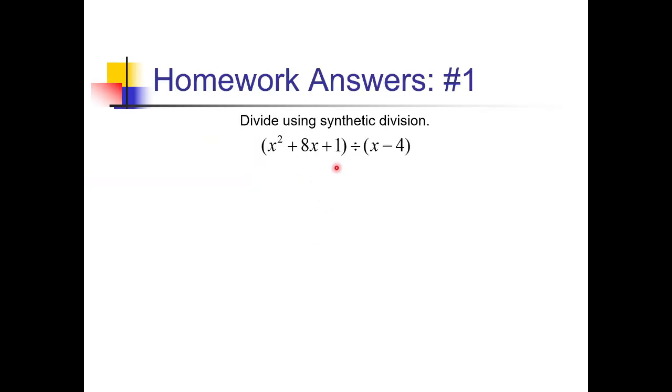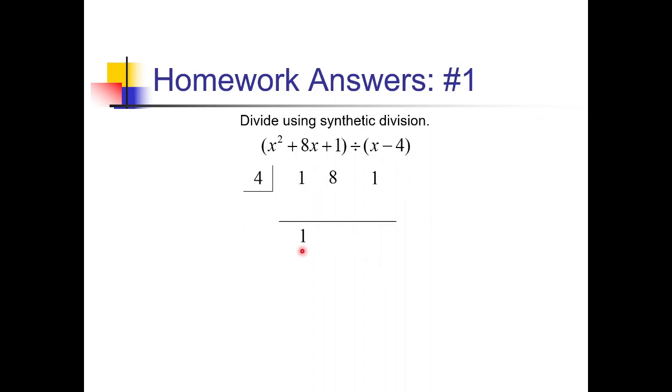To divide this using synthetic division, we're going to start by writing down the coefficients of our dividend. So we've got an invisible 1 for the x squared, 8, and then 1. And then we'll write our k value off on the side here, so that's going to be 4, because 4 minus 4 is 0, so whatever zeroes out that divisor. So let's leave a little room, draw a line there, and now we'll bring down our first coefficient.